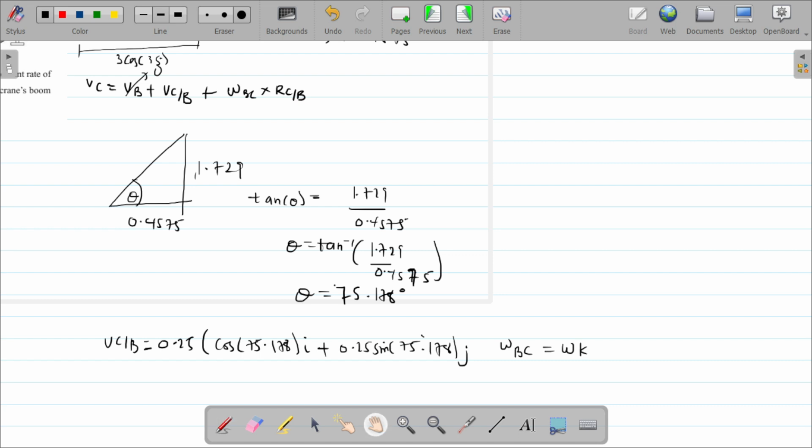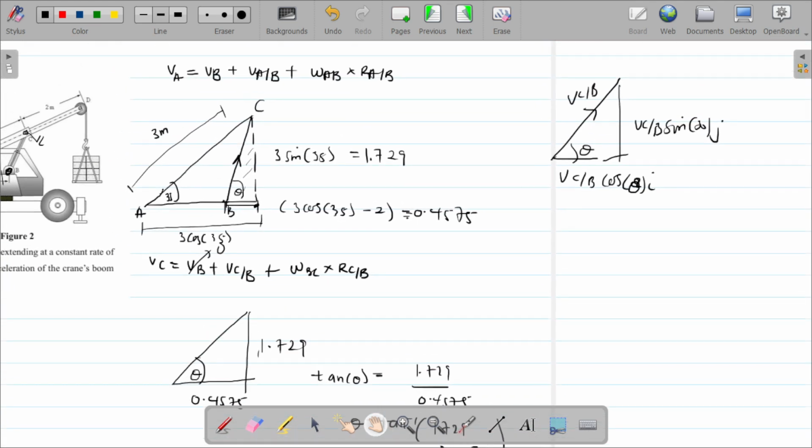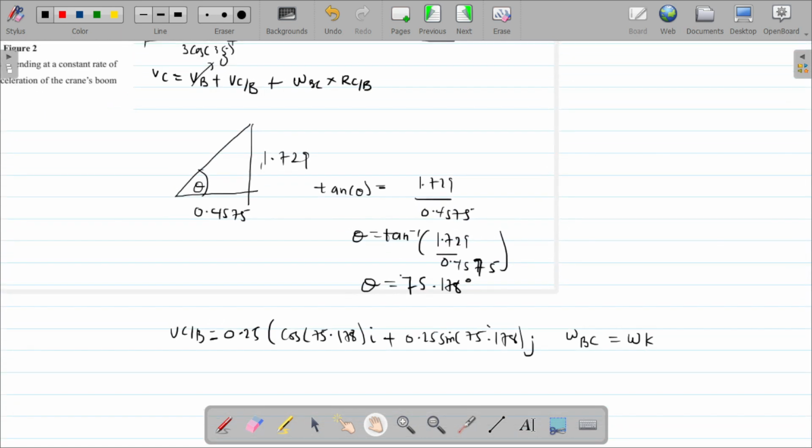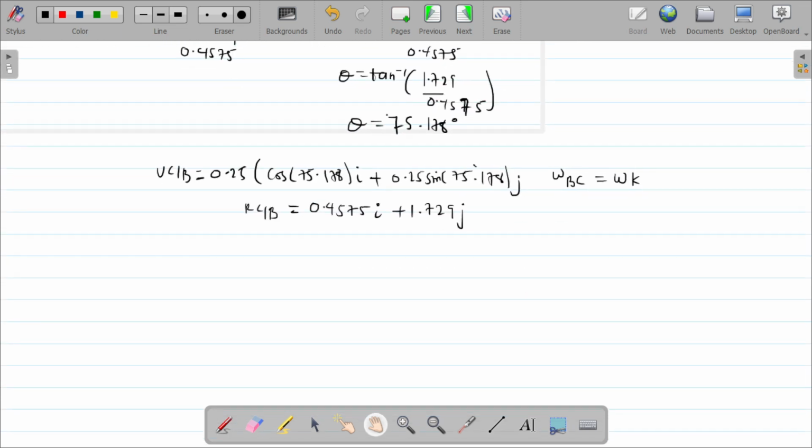And r of c relative b is just the distance from here to here, a distance in the horizontal direction and the vertical, which is what? This and this. So r of c relative b will be equal to 0.4575 i plus 1.729 j. All right, so let's make our substitution.